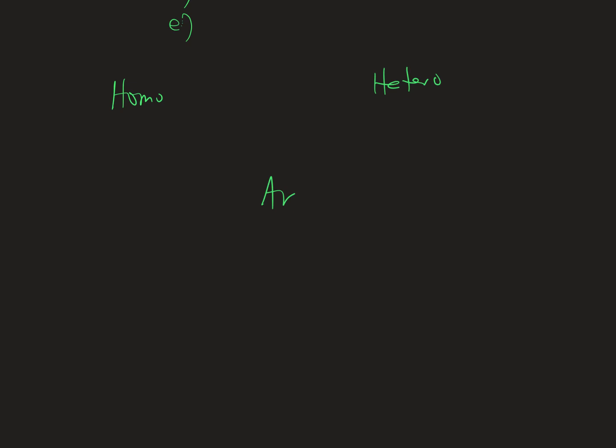Air is homogeneous, but if I say eating a salad, salad is hetero, because it's different throughout. One bite you might get mostly lettuce, one bite you might get mostly tomatoes. Good?